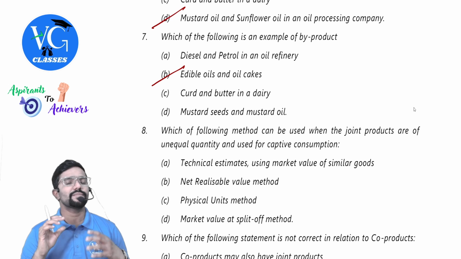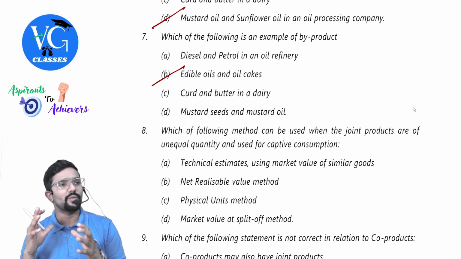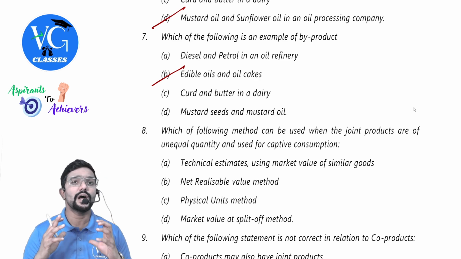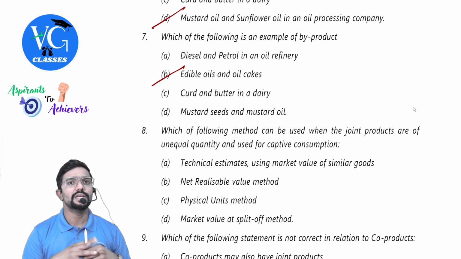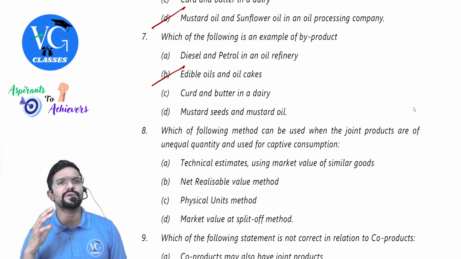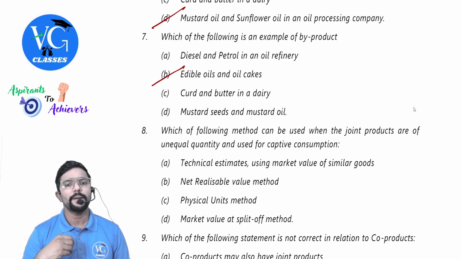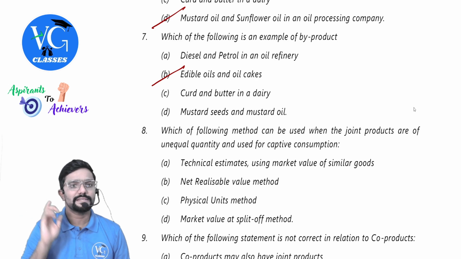Sir, what is oil cake? Guys, this is something which is left over after extracting the oil. Sir, what do we do with this? Maybe you can use it as a fertilizer or a fodder. Clear? So we call it a byproduct. That is, oil cakes is a byproduct.